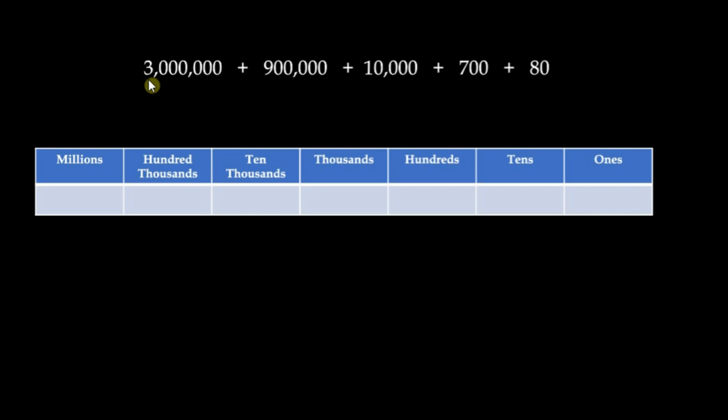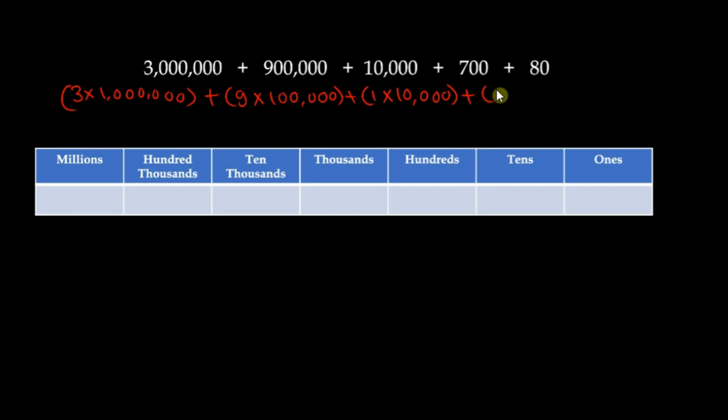So from left, we can write 3 million as 3 times 1 million, 900,000 as 9 times 100,000, 10,000 as 1 times 10,000, 700 as 7 times 100, and lastly 80 as 8 times 10.